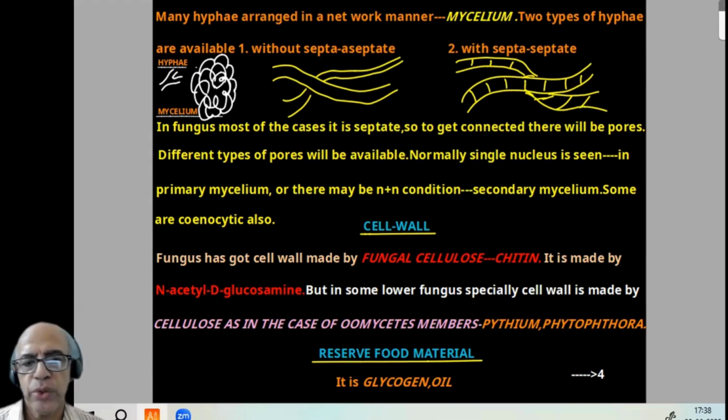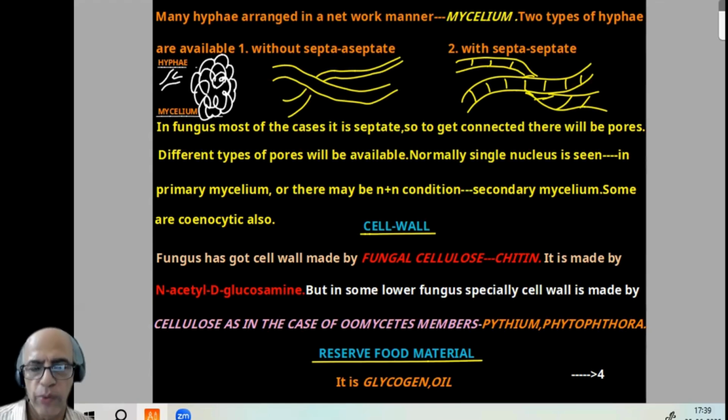Now, in fungus, in most cases, it is septate. So to get connected, there will be pores. Different types of pores will be available. Normally a single nucleus can be seen in primary mycelium, or there may be an n plus n condition, that is called the dikaryon stage, seen in secondary mycelium. In some cases, specifically primitive fungus, we can find no septa or cross wall, so there will be many nuclei. It is often called coenocytic or syncytium. I think up to that it is clear.